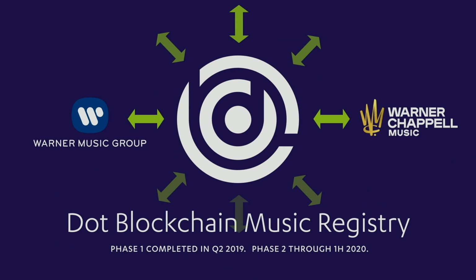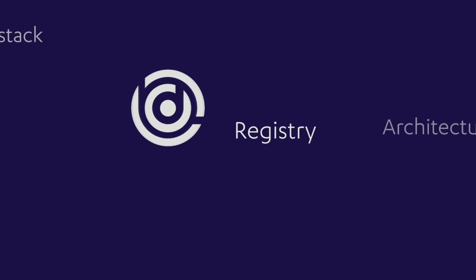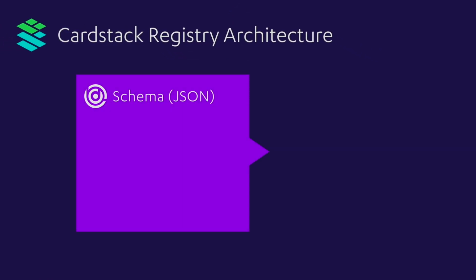Before we go further, let's take a look at the architecture that we put together for this music registry. We use what we call the Cardstack registry architecture. The Cardstack architecture is quite general purpose. It's essentially an application framework for applications that exhibit characteristics of decentralization for local control, but also global synchronization. Registry is one of those use cases.